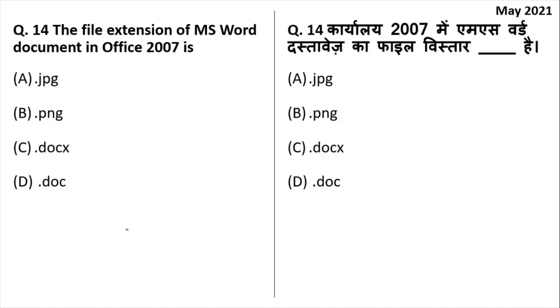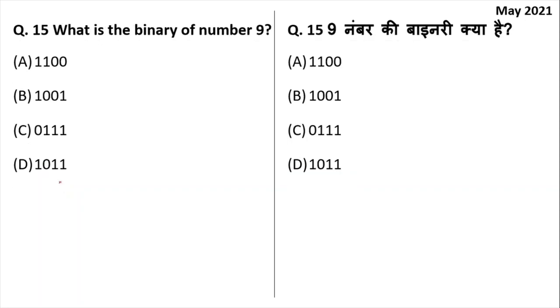The file extension of an MS Word document in Office 2007 is... File extensions or file formats are very important from your exam perspective. Do study them for your paper one. The file extension of an MS Word document is docx, D-O-C-X, from MS Word 2007 or Office 2007 and above. Docx has started to be used. Before that, only doc was used, but now docx is used.